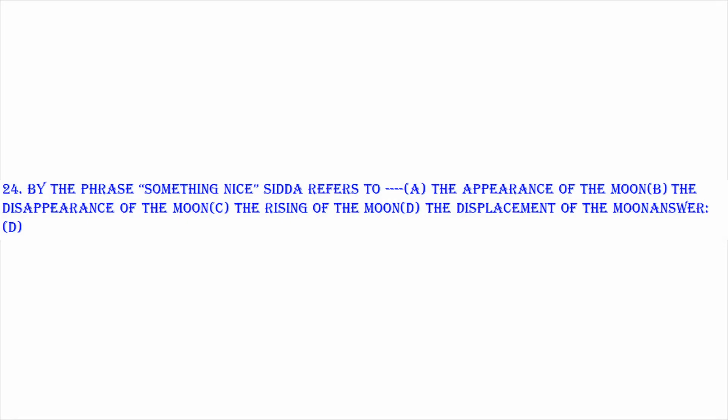24. By the phrase something nice, Siddha refers to, A, the appearance of the moon, B, the disappearance of the moon, C, the rising of the moon, D, the displacement of the moon. Answer, D. 25. Seeing the moon following them, Leela screamed in, A, wonder, B, joy, C, elation, D, anxiety. Answer, A.